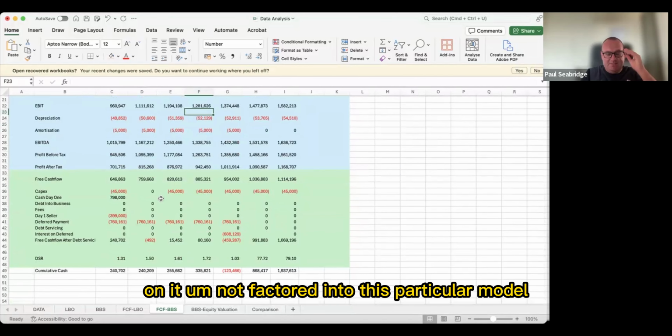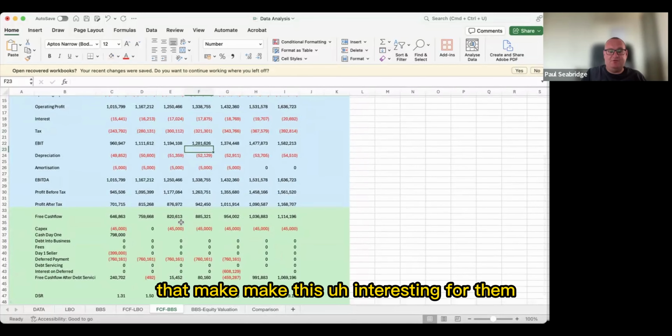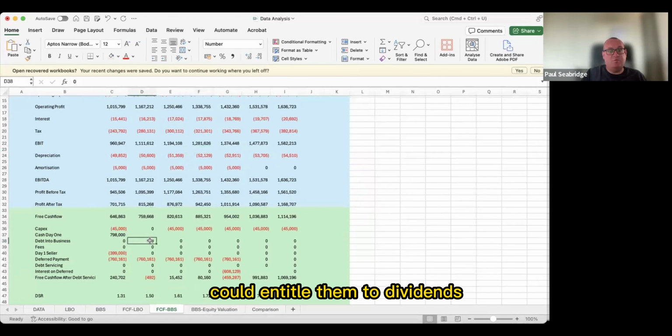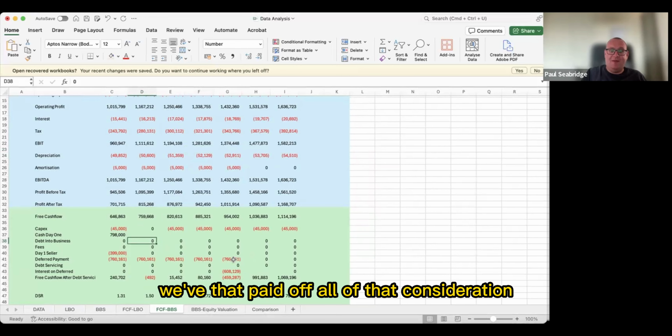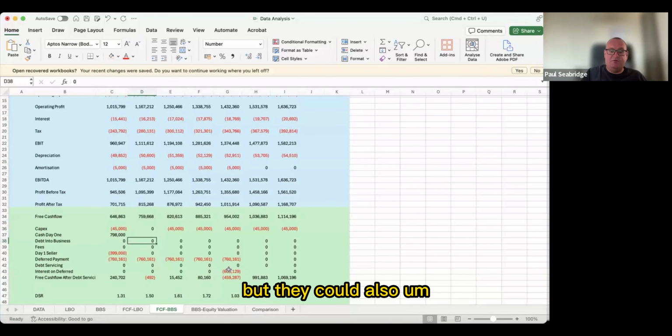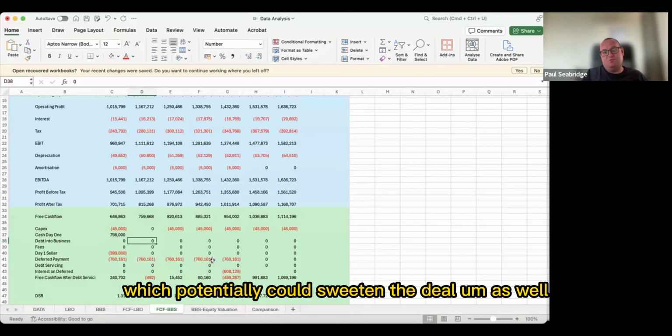Not factored into this particular model, but other things that we can do that make this interesting for them is that we could give them preference shares, so that the 20% that they retain could entitle them to dividends, and we won't be entitled to any dividends until such point as we've paid off all of that consideration. So not only can they get paid for the 80% and the interest on that 80%, but they could also receive dividends as a priority over ourselves, which potentially could sweeten the deal as well.